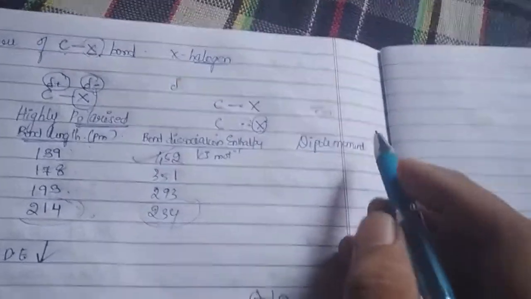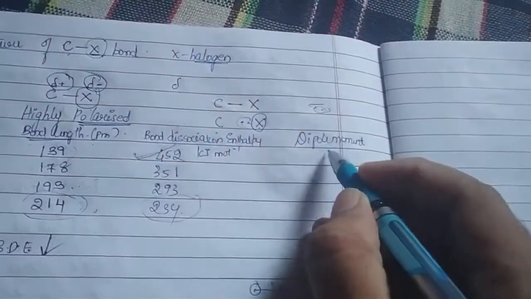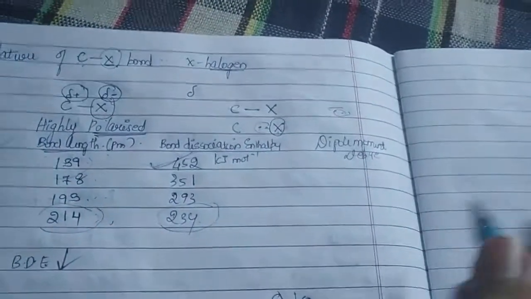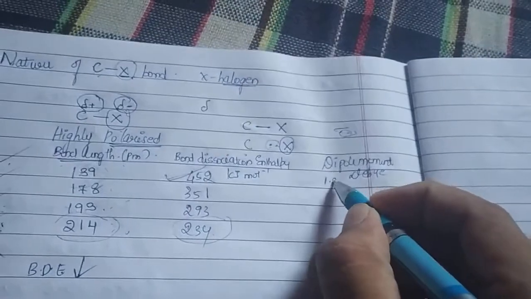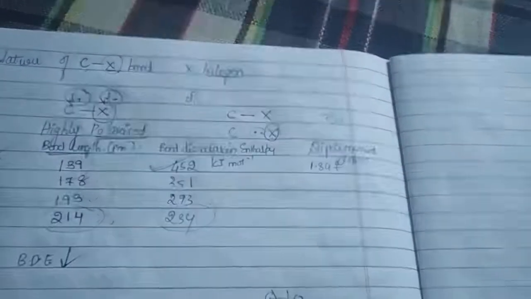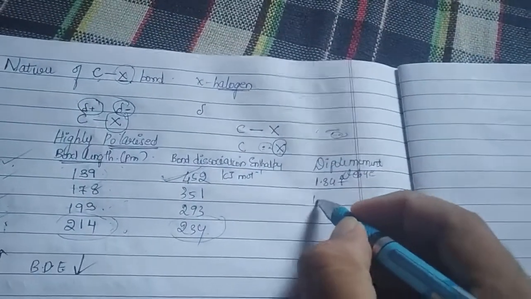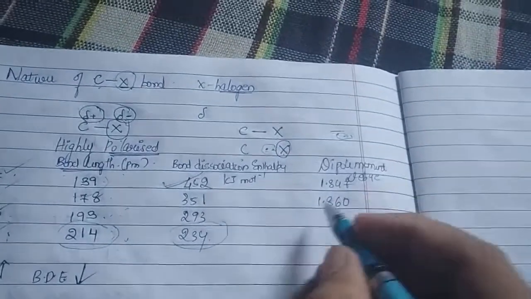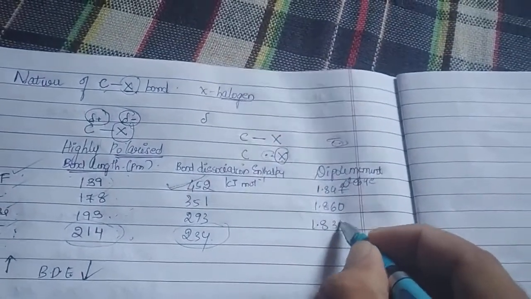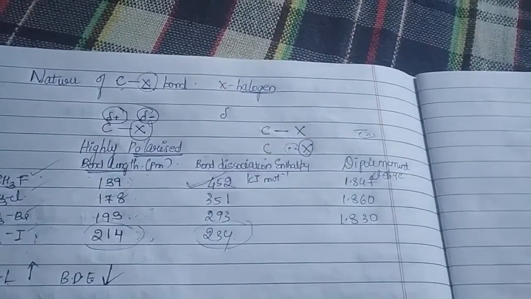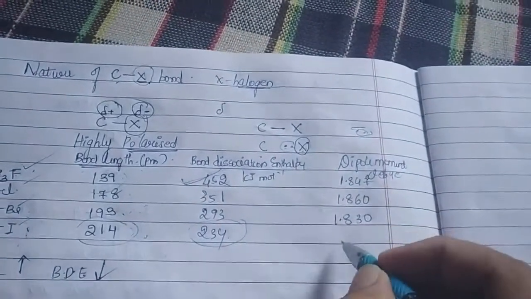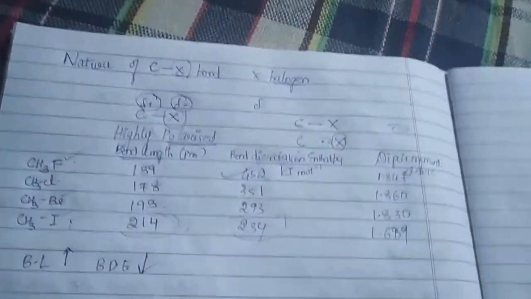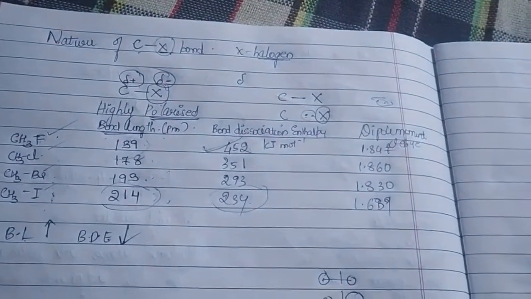Coming to their dipole moment, which is measured in debye, a unit of dipole moment. The first one has 1.847. Methyl chloride is nearly in the range of 1.860, 1.830 for your methyl bromide, and 1.639 for your methyl iodide.